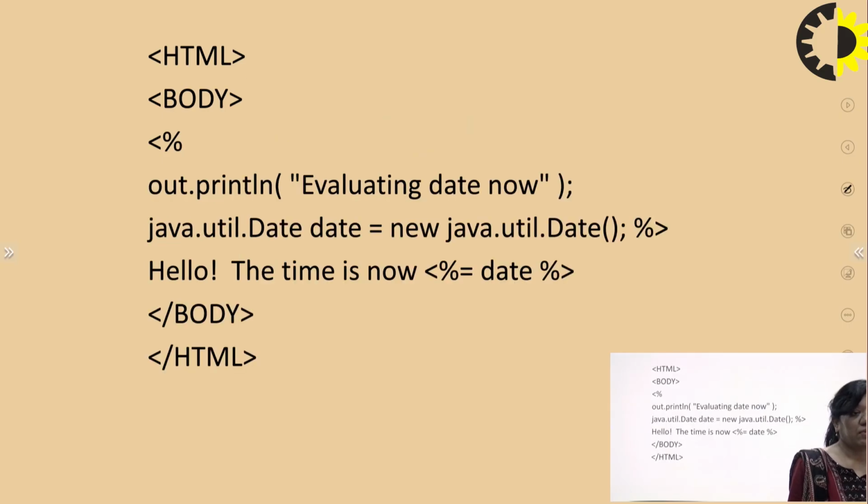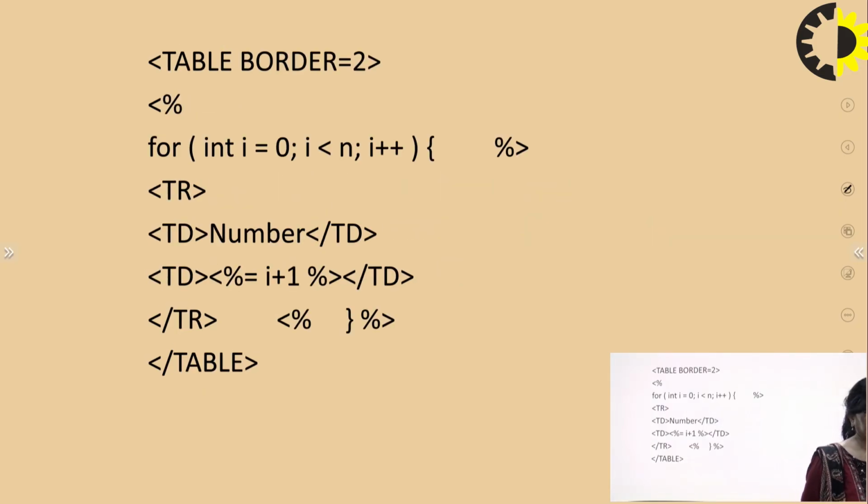Next page, we want to print the current date. So the print statement would be out.println, and what we want to print, that is evaluating the date now. So the current date. We will write the function java.util.Date, and we want to print date is equal to new java.util.Date, and we want to print hello, the time now is equal to date.